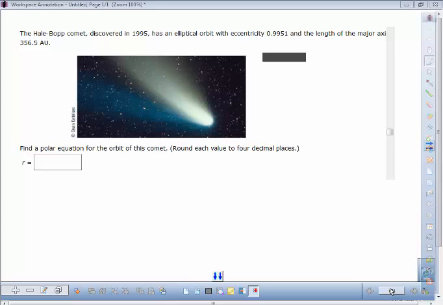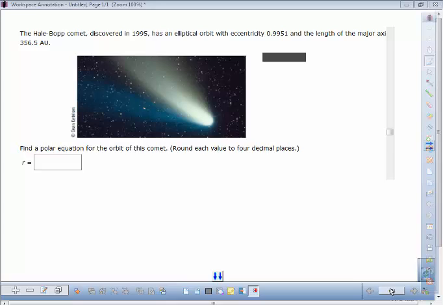So the Hale-Bopp Comet goes around the sun. It's not a planet because it's too small, and its path is not like the planets that orbit around the sun. So it's called the comet, and it has a specific path, and the path has eccentricity of 0.9951. So that's very close to 1.